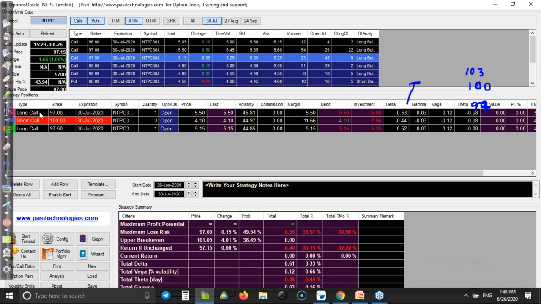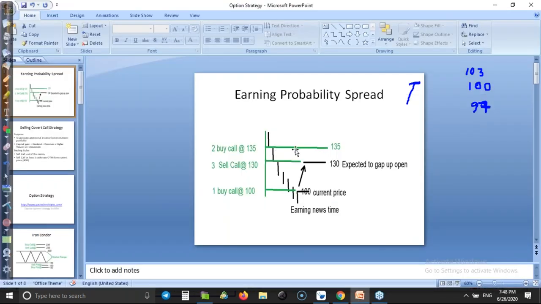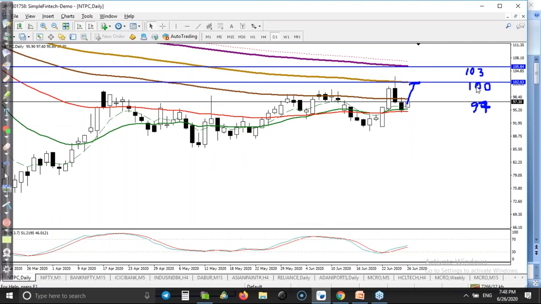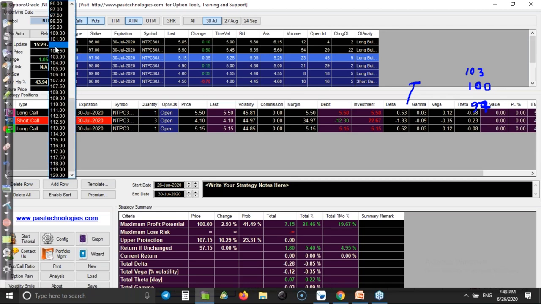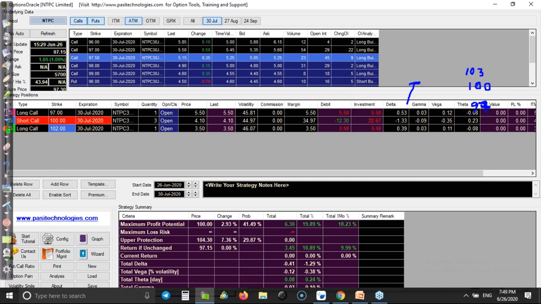Now here you can see one call buy and three call sell. This means two calls are naked now. So what will we do next? We will buy two more calls to cover the two call sells. Now let's check where the upper strike price is. Let's see 100, 101 or 102. We're going to buy again, a long call. We need 101. Let's see 102. All right, 30 July.